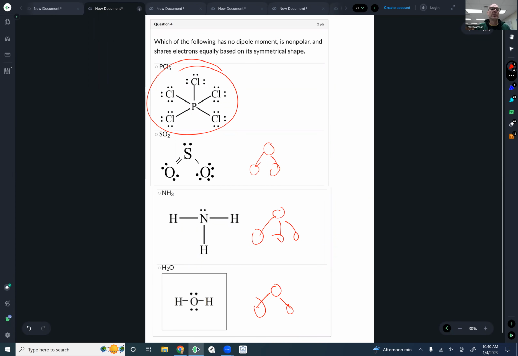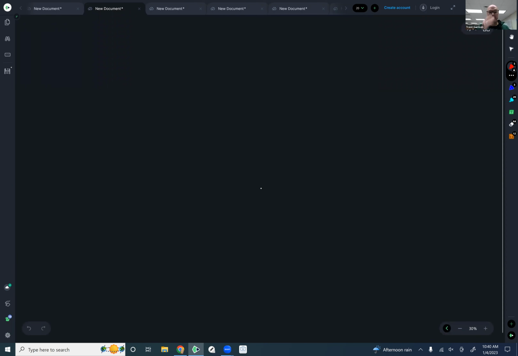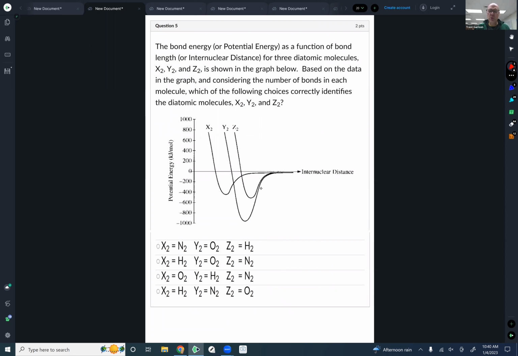All right, number 5. Now, this one, it's a graph that you may not be familiar with until you start looking at what we have. Intermolecular distance means the bonding length. So X is going to be the one where we have the highest amount of energy with the shortest distance. So X is going to be essentially the highest energy with its shortest distance. X is going to be the triple bonded one.